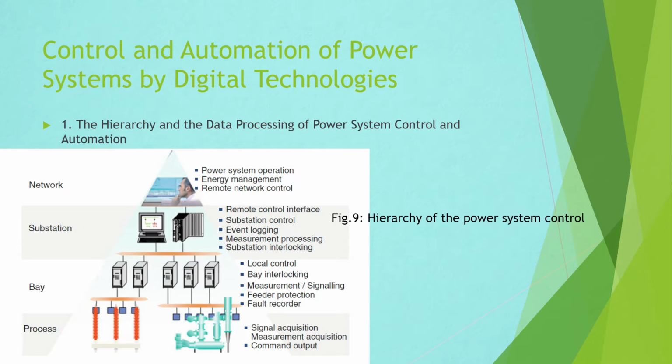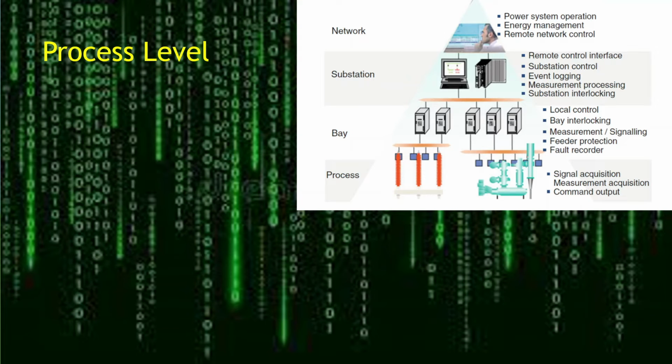Now let's understand the control and automation in the substation with digital technologies. Control and automation of power system by digital technologies. The power system protocol is performed in a four-tiered bottom-up hierarchy. So first is process control at the process level.